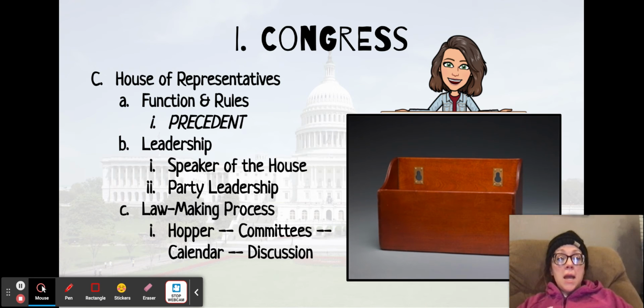Okay? Next, the bill is put on a calendar. So, depending on the content again of the bill, it's put on a calendar and then it's discussed. It's discussed before the entire House floor. After that, then they can vote on it.